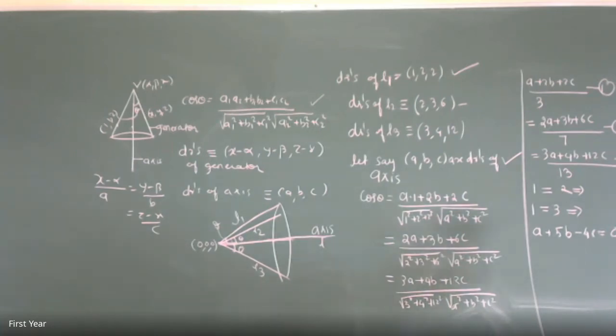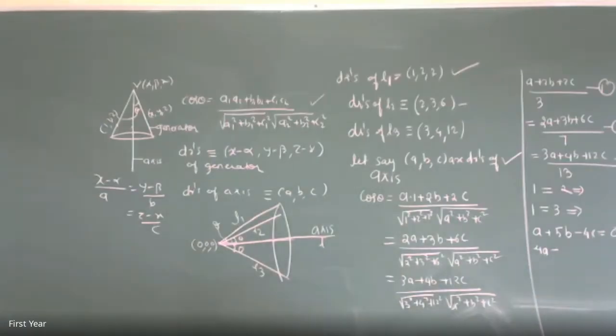And then 13 minus 9. Are you understanding what I am doing? I am comparing 1 and 3, so it will be cross multiplied. 13 minus 9 is 4A. Then 26 minus 12 is 14B, and then 26 minus 36, so minus 10C. This will again reduce to 2A plus 7B minus 5C is equal to 0. So this is equation 4 and this is equation 5. Solve that, you get the value of ABC.